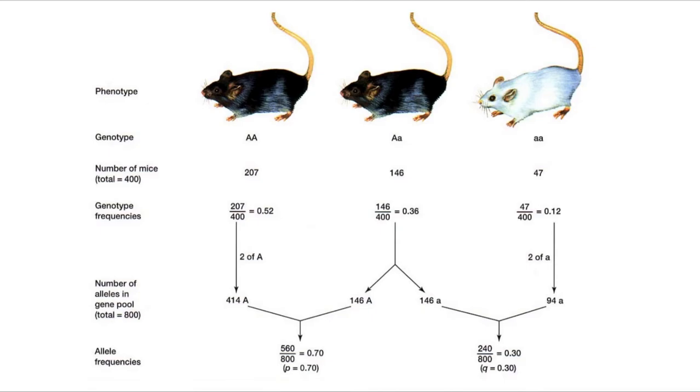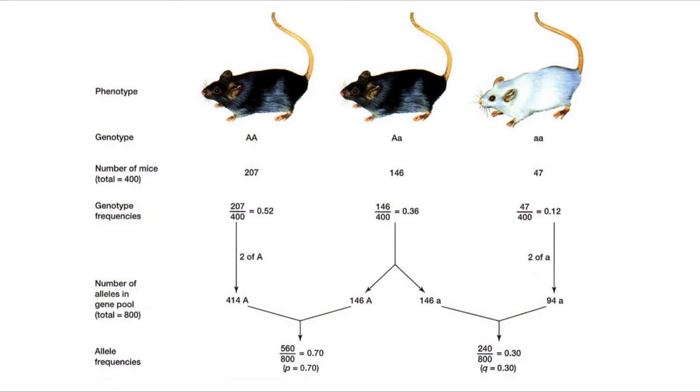On the other end of the scale, we can take a look at our white mice. Our white mice are homozygous recessive. There's 47 of them, so there'll be 94 recessive alleles from them, and then another 146 recessive alleles from the heterozygotes. That is then going to give us an allele frequency of 0.30, because we'll have 240 recessive alleles divided by 800 alleles in total.